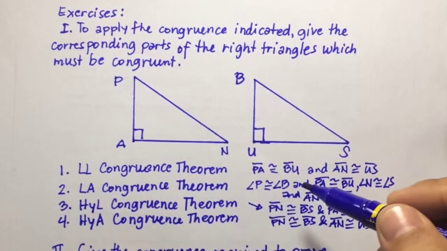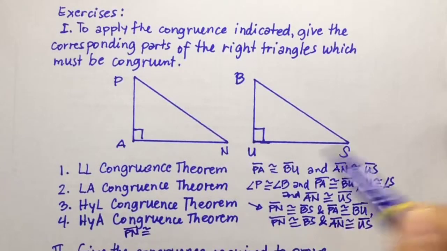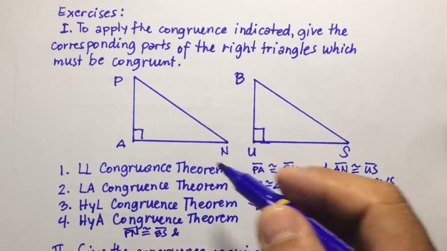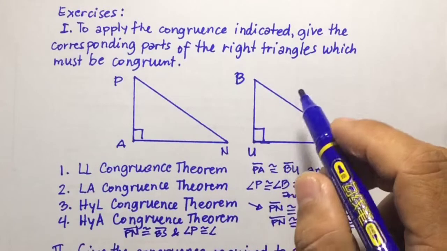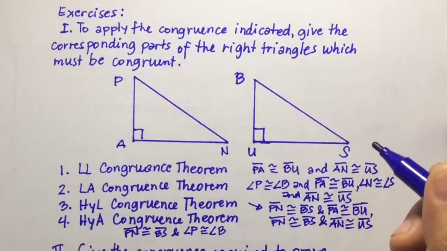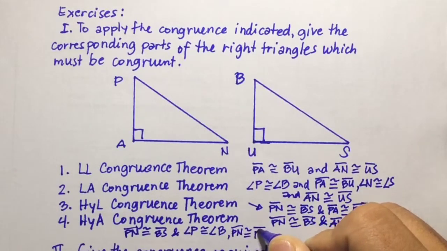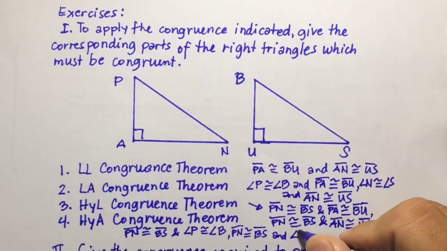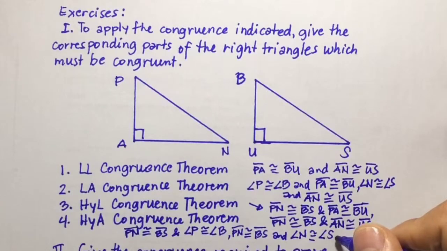Then for HyA congruence theorem, we can have here line segment PN congruent to line segment BS, and angle P congruent to angle B. Then another one, we can have line segment PN congruent to line segment BS, and we have the other acute angle here, angle N congruent to angle S. So this will be our solution.